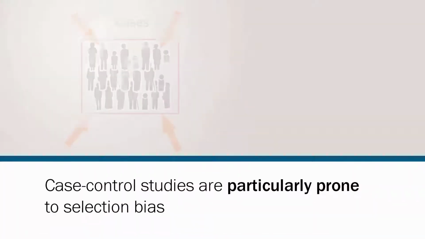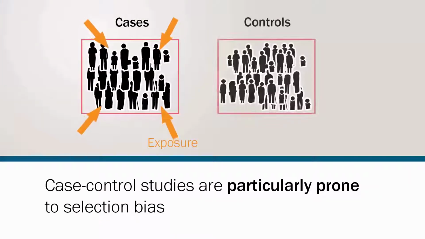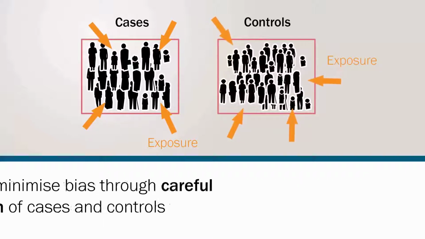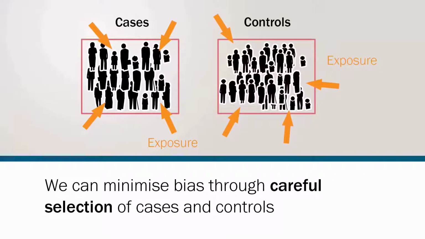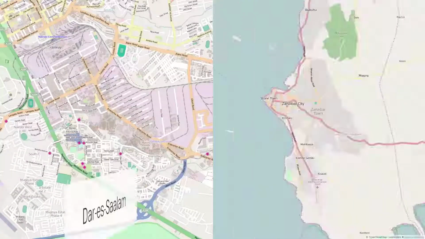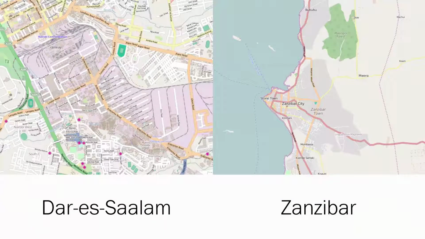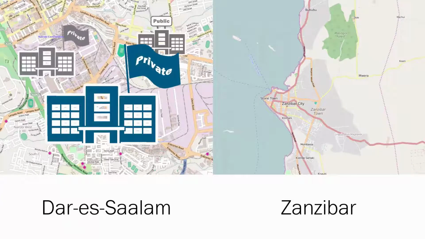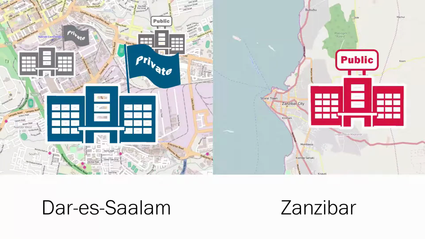Case control studies are particularly prone to selection bias. We can minimize bias through careful selection of cases and controls in this kind of study. For example, selecting cataract cases from a private hospital in Dar es Salaam would most certainly result in selection bias compared to Zanzibar, where there is only one referral hospital on the island and it is a public hospital.